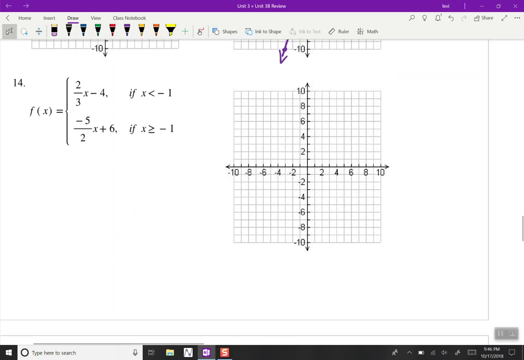14. F of x equals 2/3 x minus 4, so minus 4. 2/3 would be up 2, right 3, up 2, right 3, and down 2, left 3, down 2, left 3. But our constraint says we want x values that are less than -1, so where's -1? -1 is right here, right?